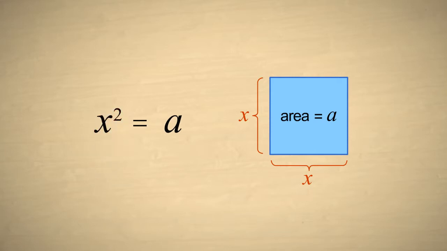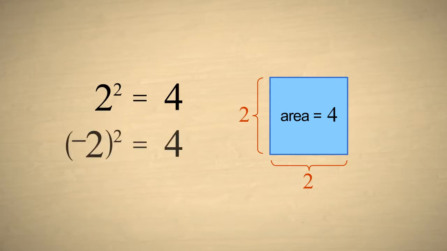Let's say, for example, that we wanted an area of 4 square meters. Then, by trial and error, we could figure out that the side of the square must be 2 meters. We say that 2 is the square root of 4, since when we square the number 2, we get 4. But 2 is not the only square root of 4. Negative 2 is a square root of 4 as well, since squaring negative 2 also gives us 4. So 4 has 2 square roots, 2 and negative 2.